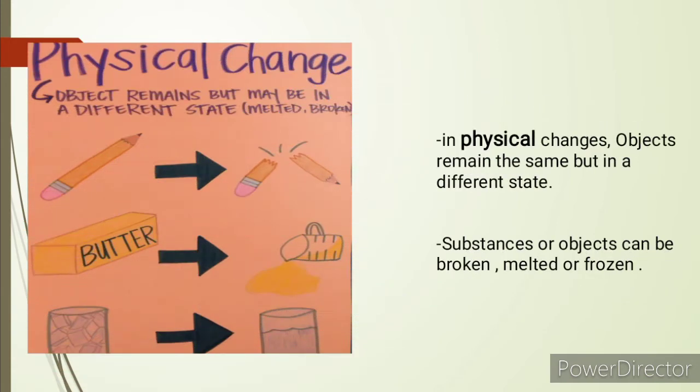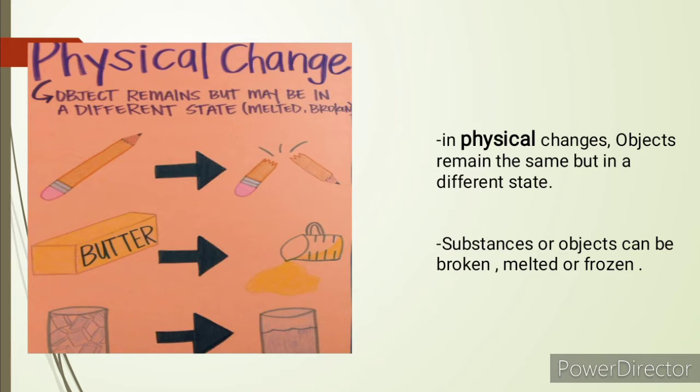In physical changes, objects remain the same but in a different state. So in physical changes, the object remains what? The same, but in different states. Substances or objects can be broken, melted, or frozen, but they are still the same.